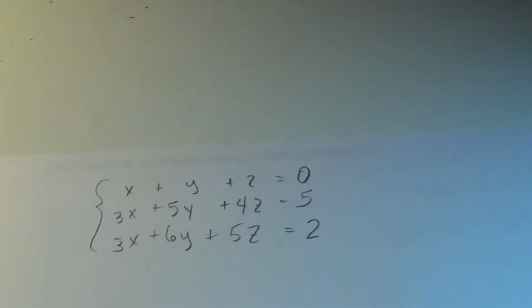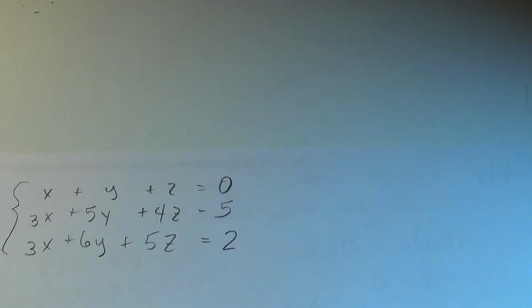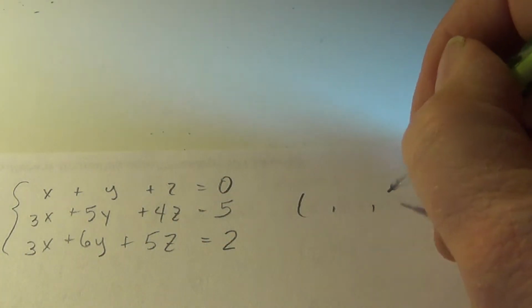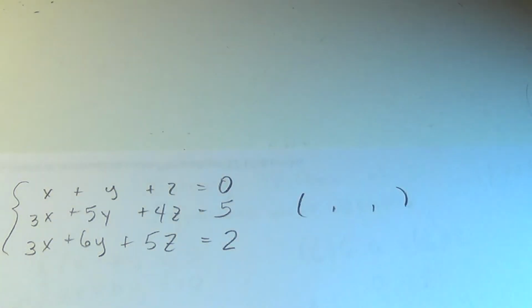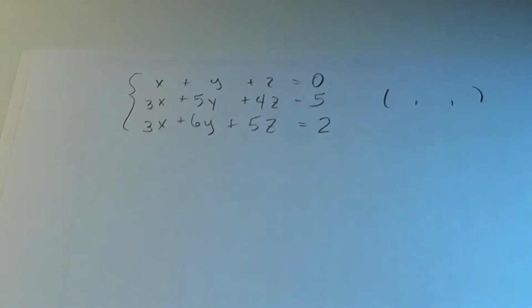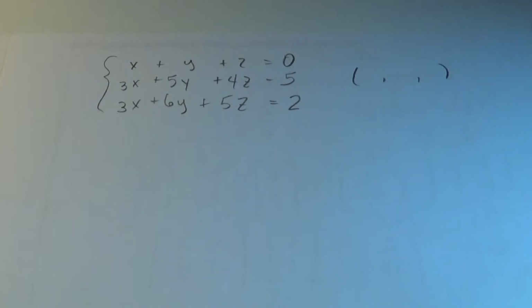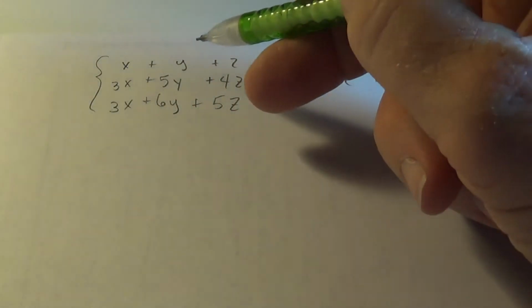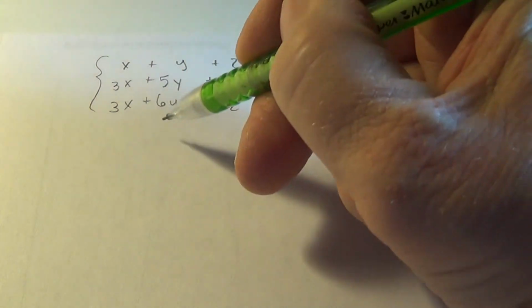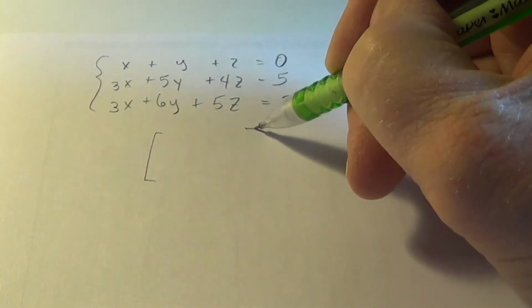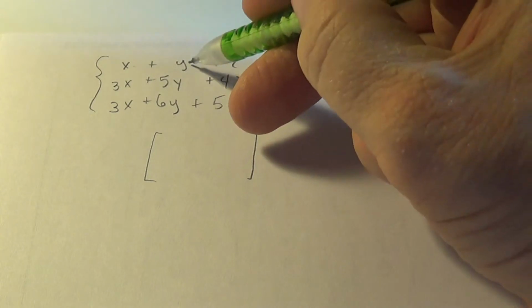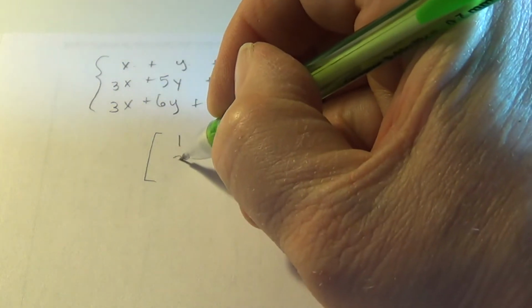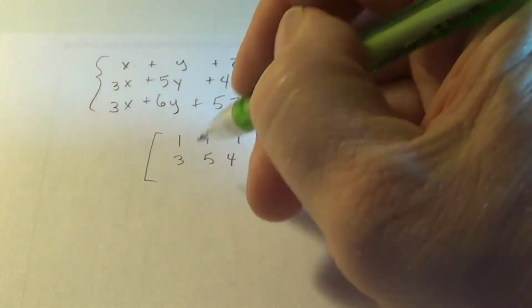Alright, here's the 3 equations, 3 unknowns. So the answer in the end will be an ordered triplet, an x value, comma, y value, comma, z value. So let's set this matrix equation up, and then we'll find the inverse that we need. First of all, I look at the coefficients, and I come up with that matrix. It's a 3 by 3: 1, 1, 1, 3, 5, 4, 3, 6, 5.